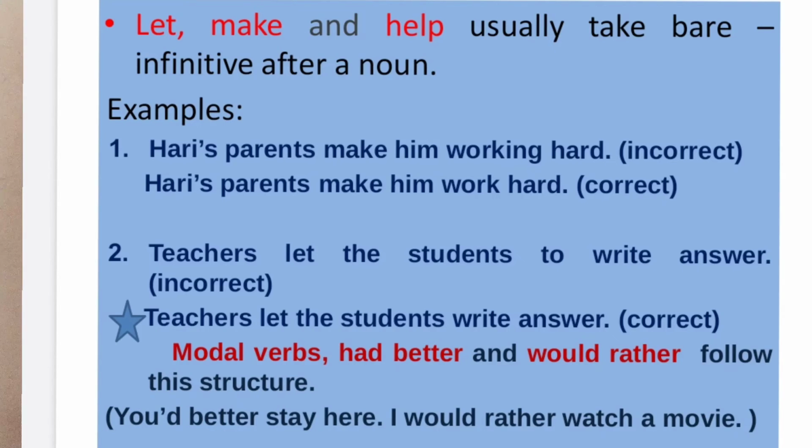Make, then him is a noun. The next verb will be bare infinitive. No ing, no to, no ed form. Teachers let the students to write answer is wrong, or teachers let the students writing the answer is also wrong, and the correct one is teachers let the students write answer.